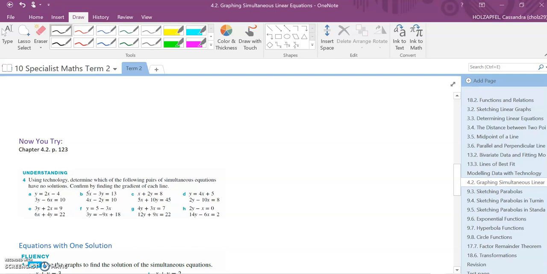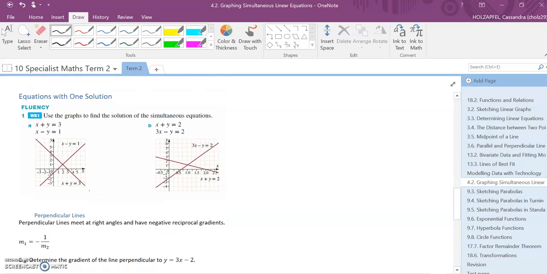The other way that you can do it, if you don't know how to get onto Desmos or don't know how to access it, is to just draw it by hand, and then you can see whether or not the two lines are going to have no solution or if they will have a solution. The last way that you can do it is by going through algebraically and determining whether they have the same gradient or different gradients.